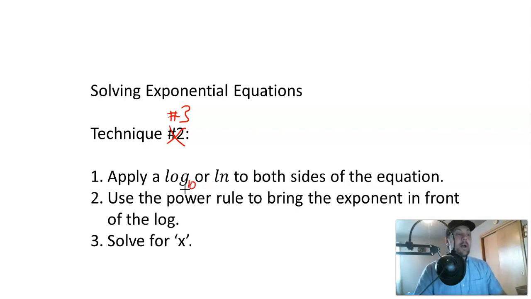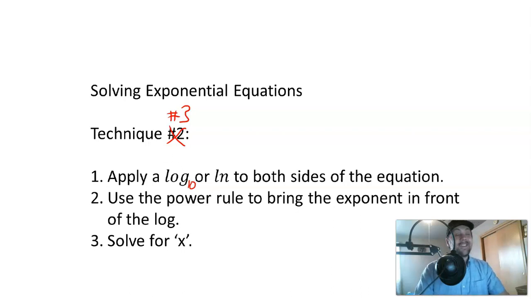The reason we're using log base 10 or natural log is so that we can type our answer into our calculator to get an approximate answer. So this is a technique that you want to use if you want to be able to type your answer into your calculator, because everybody can do log base 10 or natural log on their calculator. Then use the power rule to bring the exponent that you're dealing with in front of the logarithm. So that brings it from the air down to the ground where you can solve for that variable, and then you can solve it for x. And because you're using one of these two logarithms, once you've solved it for x, you can type it into your calculator to get a decimal approximation.